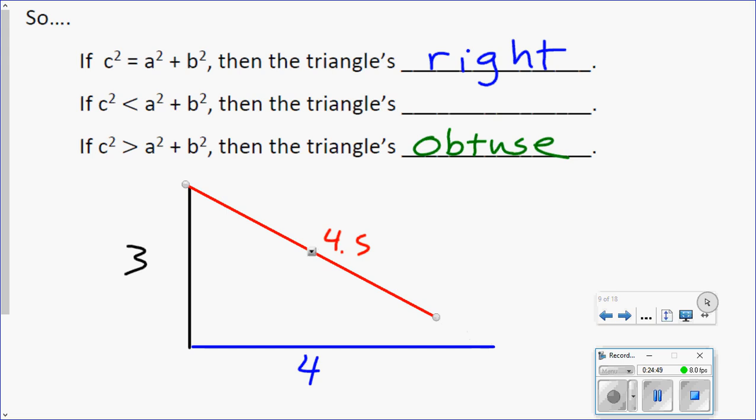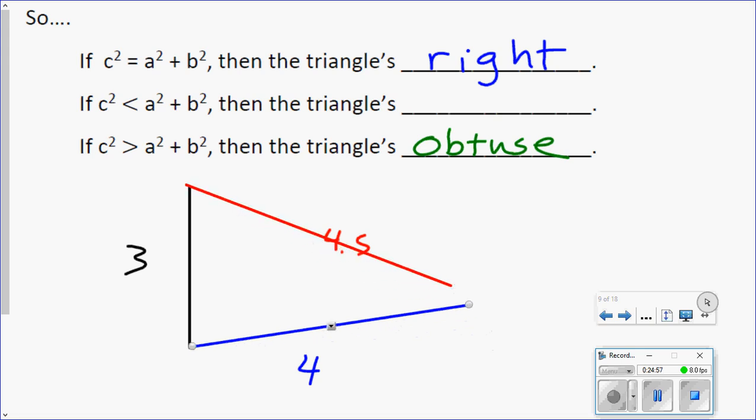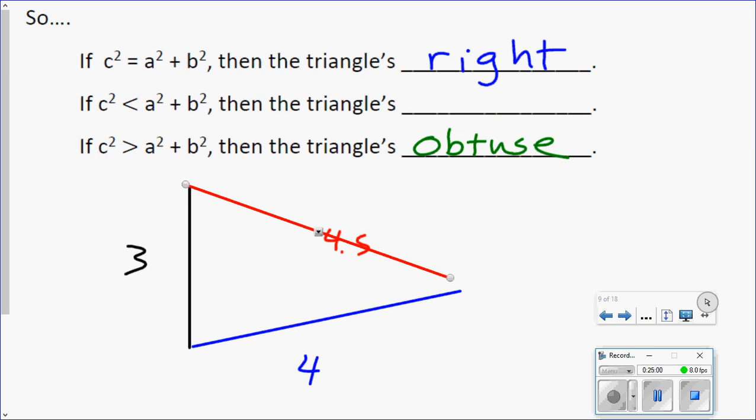So in order for them to match up, I swing this up. I got to swing that one out more. Got to swing this one up more. Swing that one out more. Oh, and finally I get them to meet. And this angle went from a 90 to an acute. So 4.5.